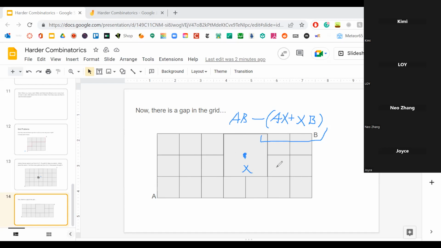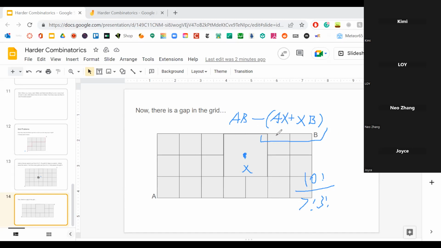Oh, it's not 3. So let's actually show you the math for this. First of all, A to B, what is that? 1, 2, 3, 4, 5, 6, 7, 1, 2, 3. So that'd be 10 factorial over 7 factorial times 3 factorial. Right? X to B, which is 1, 2, 3, 4. That's how much we have from A to B. You have to subtract that from A to X plus X to B.